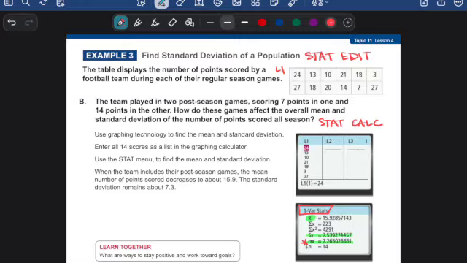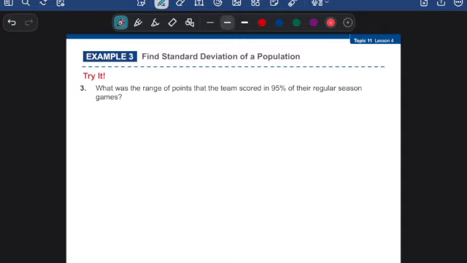So again, we could take our mean, 15.9, and one standard deviation would be subtracting 7.3 or adding 7.3 to be within one standard deviation of the mean. For the try it, it's asking for data within 95% of the total data. Well, if we remember our percentages, we know that this falls within 2 standard deviations. So we're going to just do the math, calculating 2 standard deviations away from the mean.